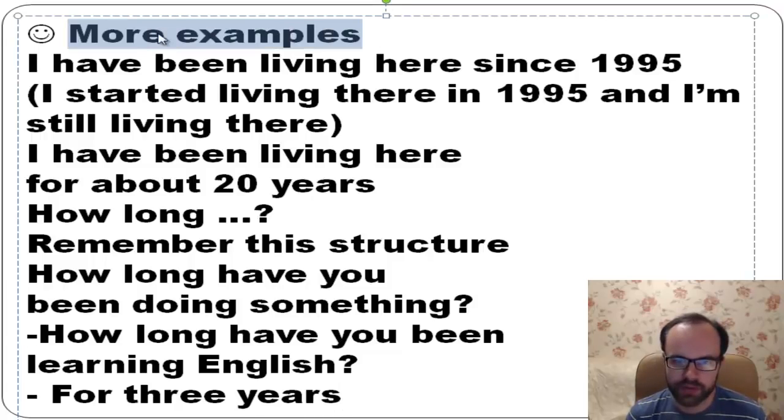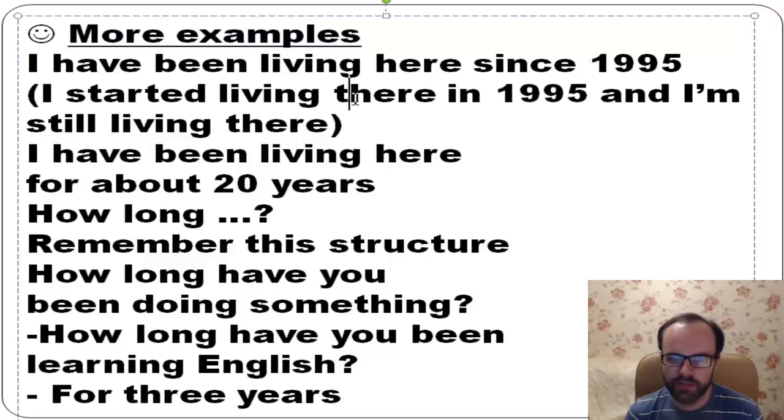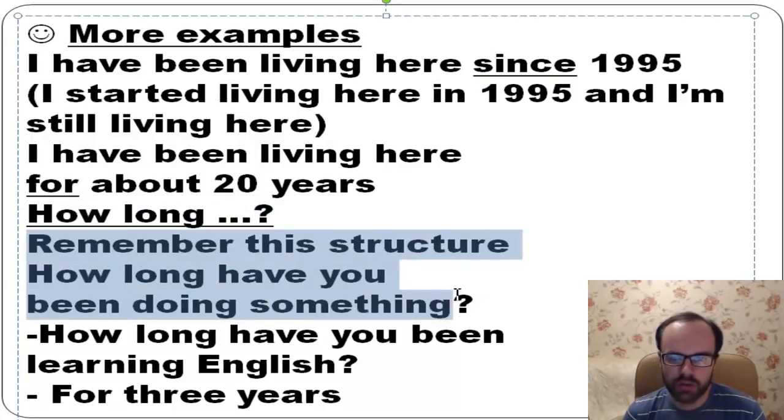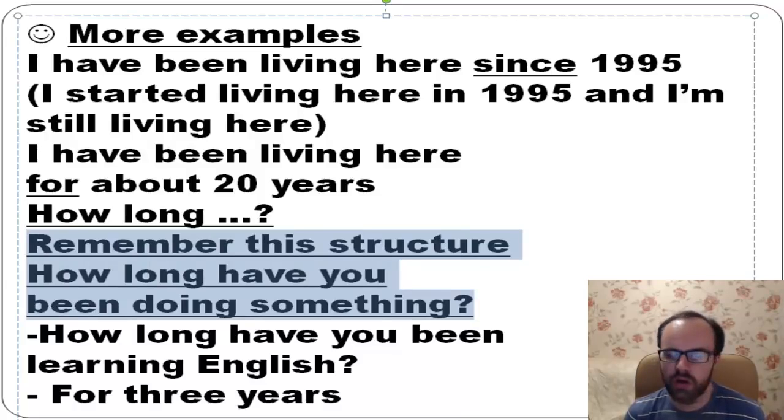Okay, so more examples. I have been living here since 1995. I started living here in 1995, and I'm still living here. I have been living here for about 20 years. So you have "since" or "for," and "how long." So please remember this structure: how long have you been doing something? How long have you been learning English? For 3 years.